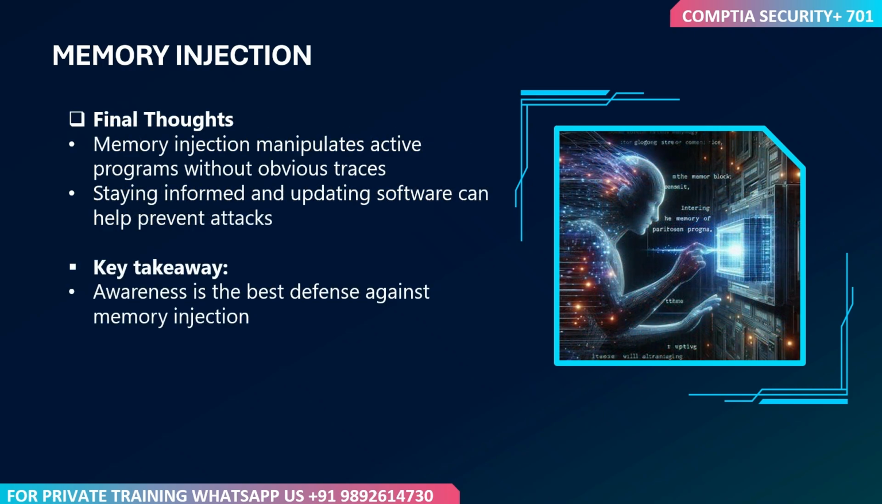So, memory injection is a powerful technique that allows attackers to modify how programs behave without leaving a clear trail. It's like an invisible hand rewriting a script while the play is already being performed. Understanding how it works helps us stay one step ahead and protect ourselves from potential attacks. By keeping our software updated, using strong security tools, and being mindful of suspicious activities, we can reduce the risk associated with memory injection. The more we know, the harder we make it for the attackers to succeed.